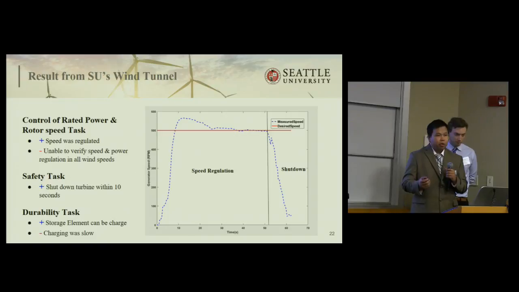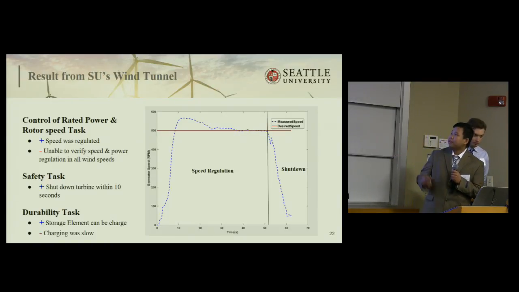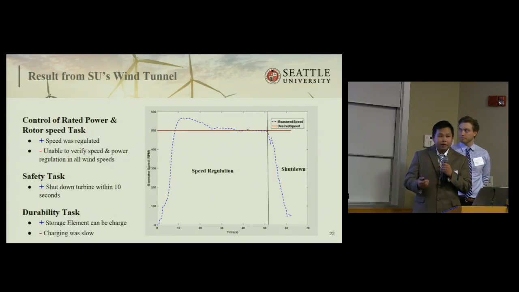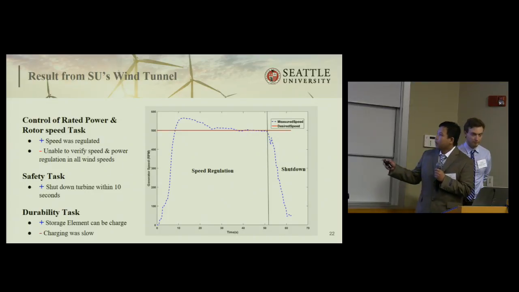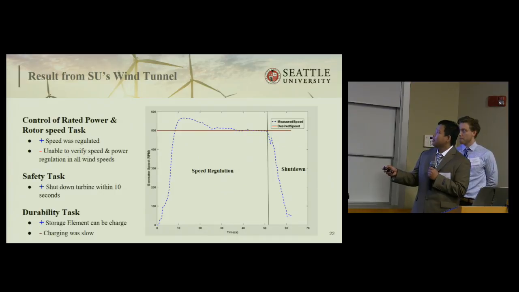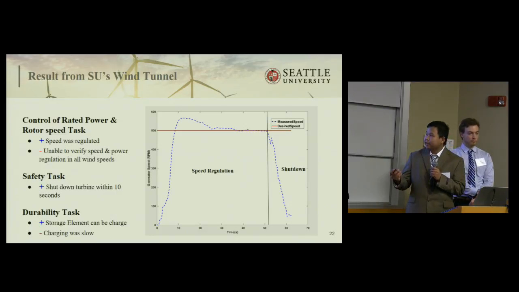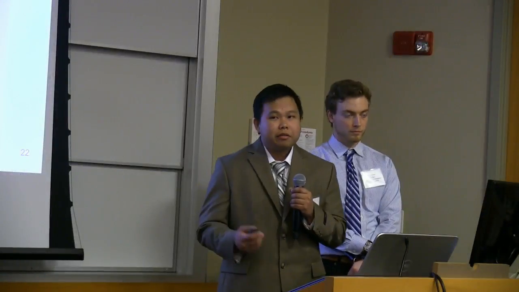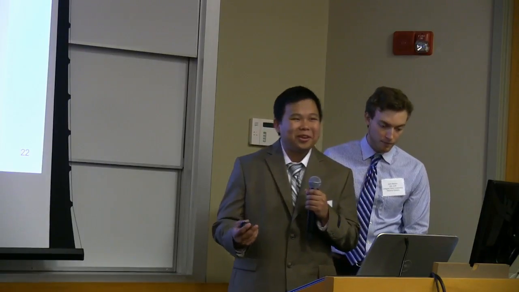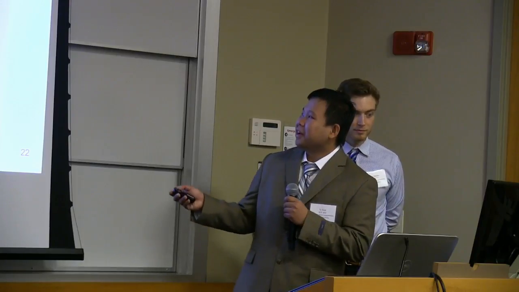And here is one of the results that we got from testing at the SU wind tunnel. This is a graph showing the generator speed being regulated by our controller. In this case, the desired speed was set to 500, as indicated by the red line. And as the measured generator speed increases above the red line, our controller started to regulate the speed to the desired speed. Now, we were unable to verify if we could regulate the speed as well as power in all wind speeds since, as mentioned by Tim, our leaf blower wind tunnel only has 3 settings: low, medium, and high, and this was generated at the highest setting.